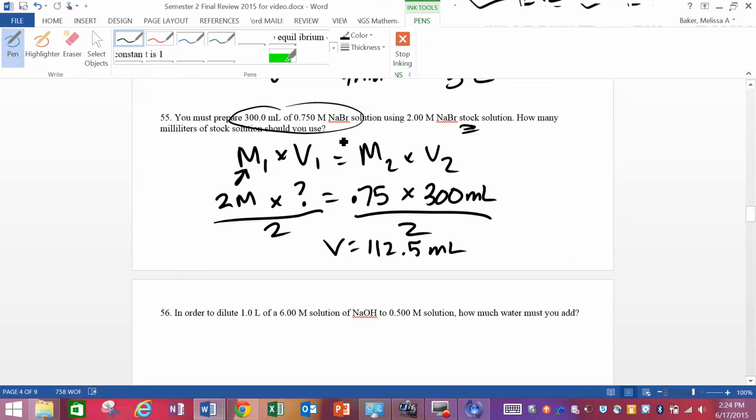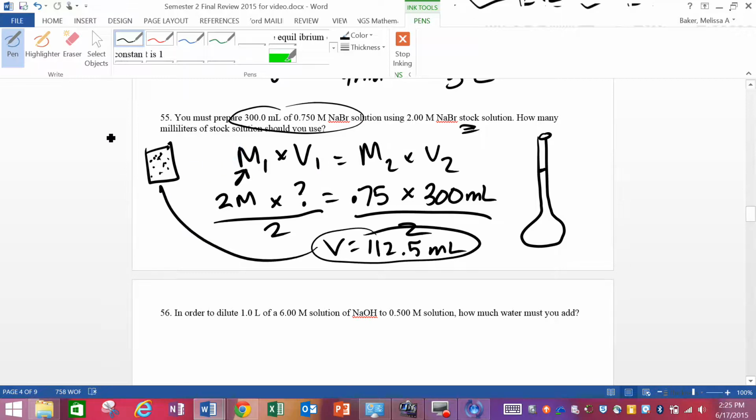But what the heck does that mean really? So I'm going to go off to the side. Here's your stock solution. It's really concentrated. You've got a bunch of it. And then you've got a 300 milliliter volumetric flask. There's the line. What this is saying is you need to measure out 112.5 milliliters of that super concentrated stuff. Okay, so here it is. And then you're going to fill to the line with just plain old water and mix this up. And those little solute molecules here are going to spread out and they're going to be weaker. It's only going to be a 0.75 molar solution now rather than a 2 molar.